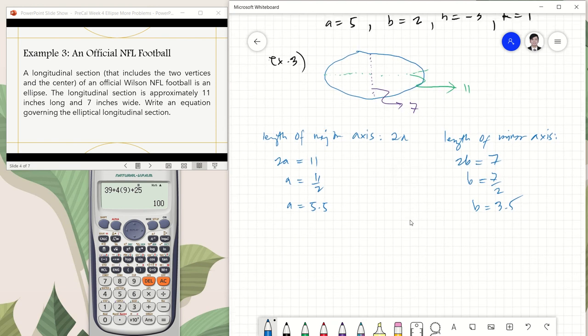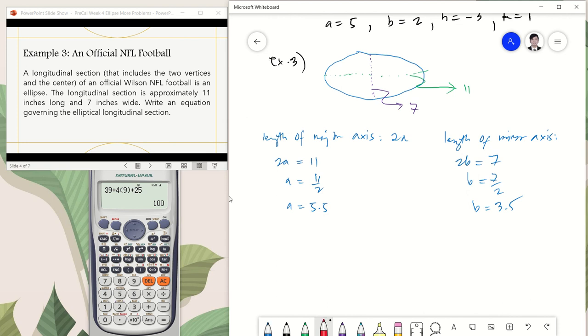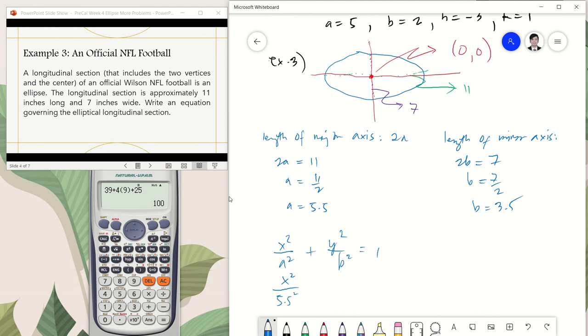And then, it would be easier. Again, just like before, every time we deal with a word problem, it's easier if we put the ellipse at the origin as our center. So our h and k are at 0, 0. The equation of our ellipse is just x squared over a squared plus y squared over b squared is equal to 1. And a is 5.5.